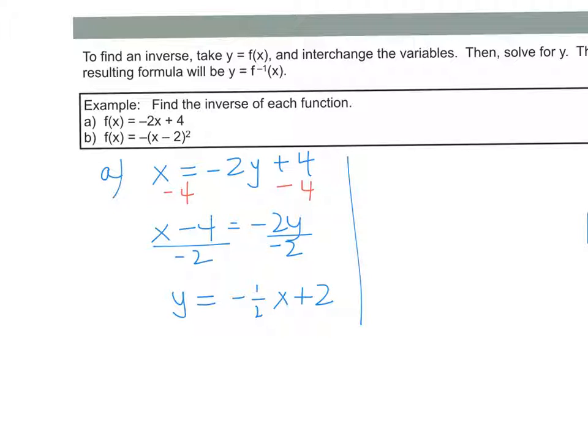Okay, now b. What would I get when I switch x and y?